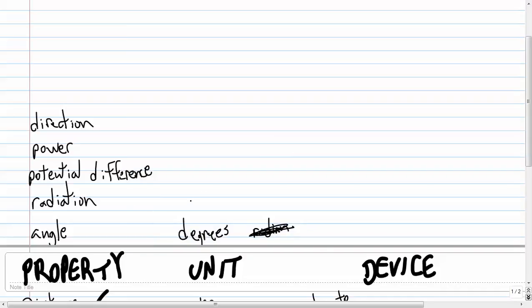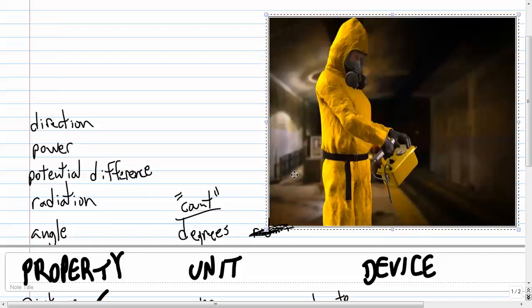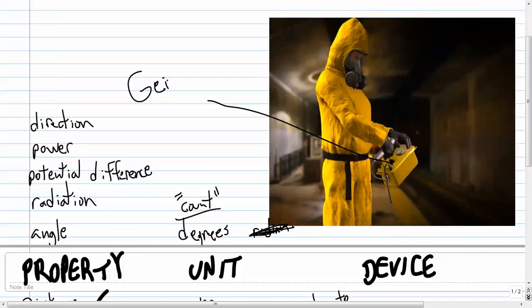Radiation. Radiation can be measured in different units. There's becquerels, but we're just going to say a count. So if you get hit by one small amount of radiation, we'll call that 1 count. And how do you measure that? Well, if you're working with some really dangerous stuff, maybe you would use this device. This device is called a Geiger counter, and it counts every time it gets hit by certain types of radiation. It just keeps track. It makes these little popping noises.